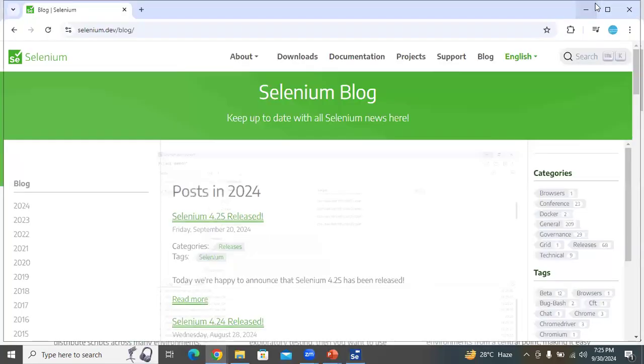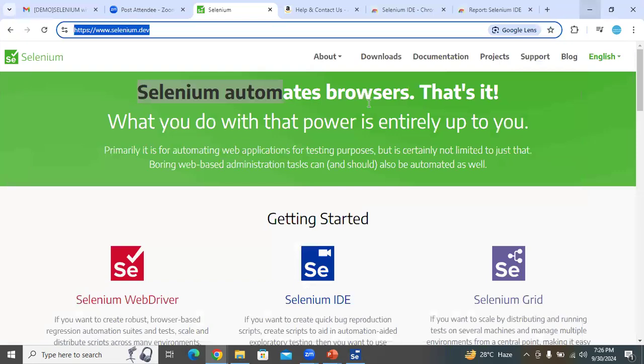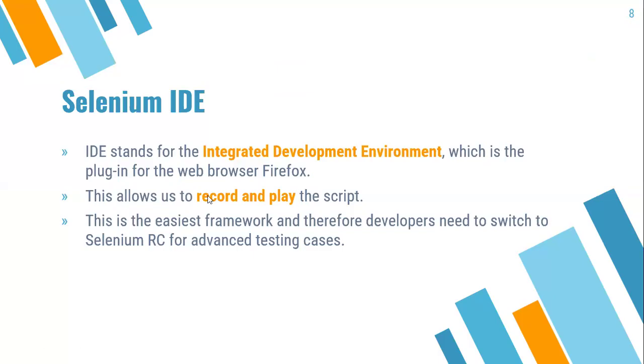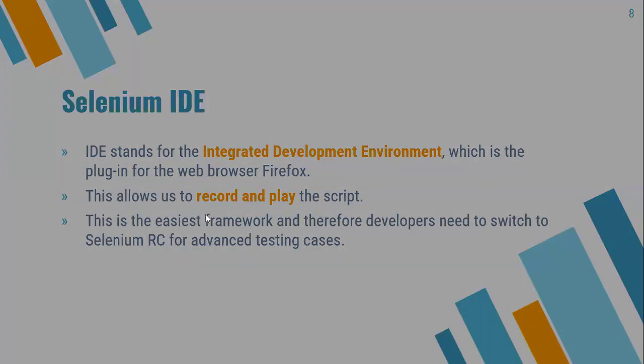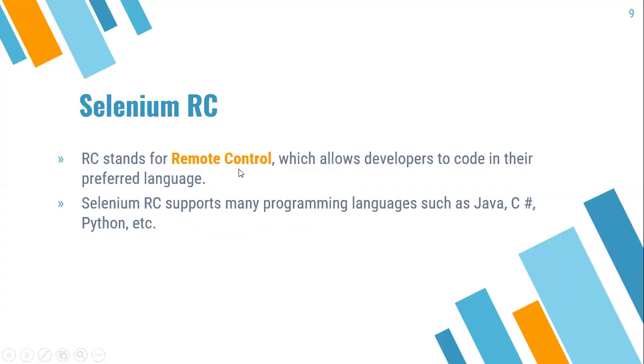So they started with the IDE, but every tool has advantages and disadvantages. If you want customization, again it is a lot of problems. So that's the reason they came up with RC. What is called RC? RC stands for Remote Control, which allows developers to code in their preferred language.